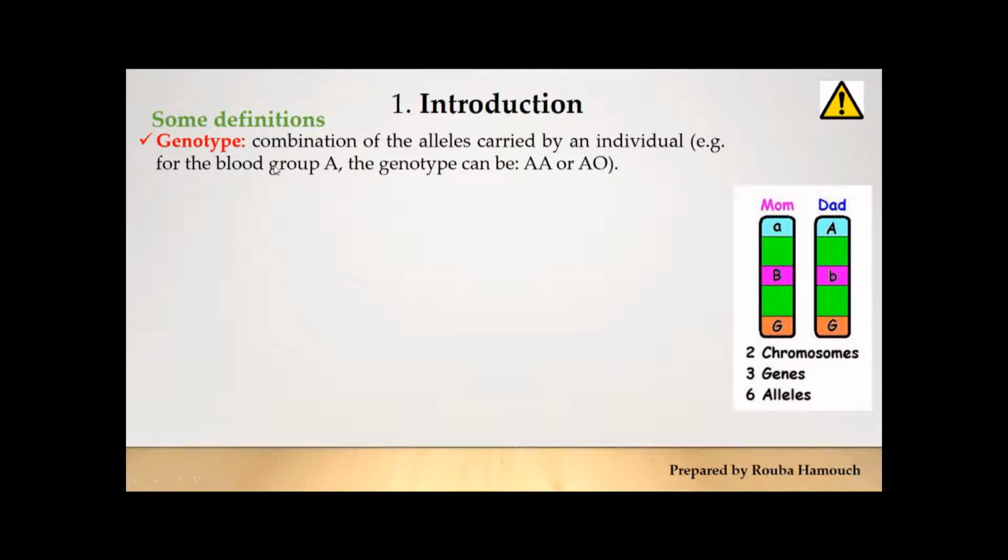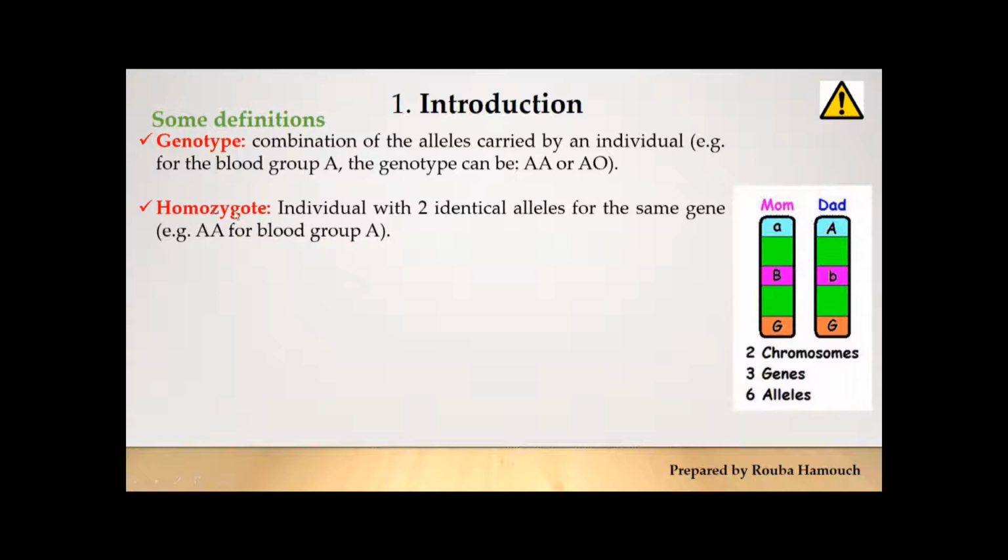The genotype, for example, for the blood group A, an individual may have as genotype either AA or AO. This means that the individual may inherit one capital allele A from the mother and another allele A from the father, or he or she can inherit an allele A from one parent and an allele O from the other parent. But for both genotypes, we have the same phenotype, which is the blood group A. We will see later why these two different genotypes give the same phenotype. We will discuss this information later. So the genotype is the combination of all alleles for all genes in the nucleus.